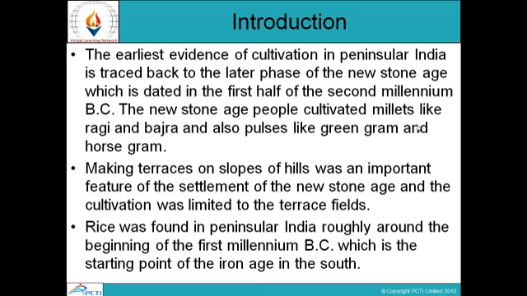So the earliest evidence of the cultivation in peninsular India, that is in the New Stone Age, when people started cultivating millets like ragi and bajra, and also pulses, and they were also making terraces on slopes of hills. That was an important feature of the settlement of the New Stone Age. And rice was found in peninsular India around the 1st millennium BC, which is the starting point of the Iron Age.